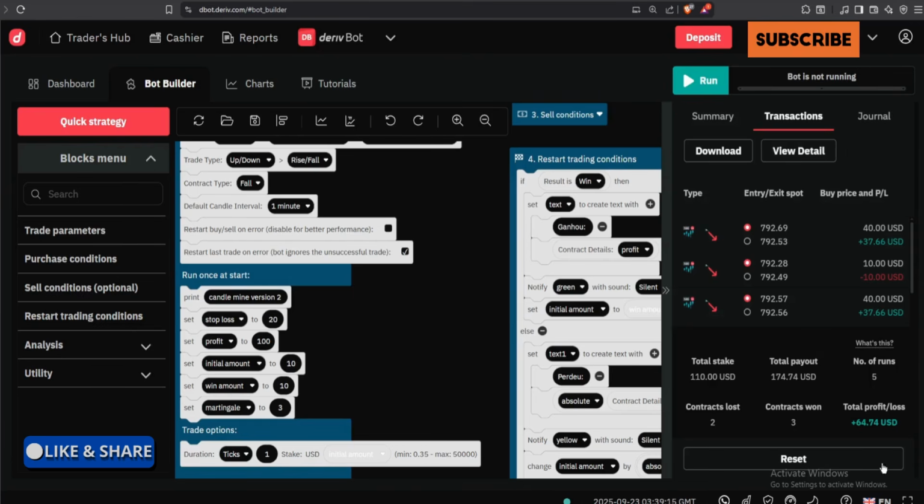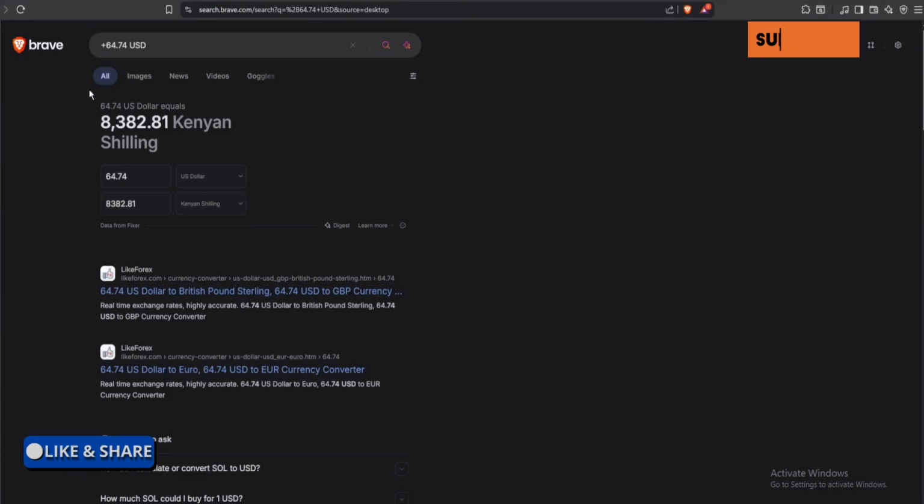Now, for those who are in Kenya, let me convert this. For those who are watching me in East Africa, or in Kenya basically, let's see how much money you have created right now in seconds. 8,382 shillings, literally in seconds.